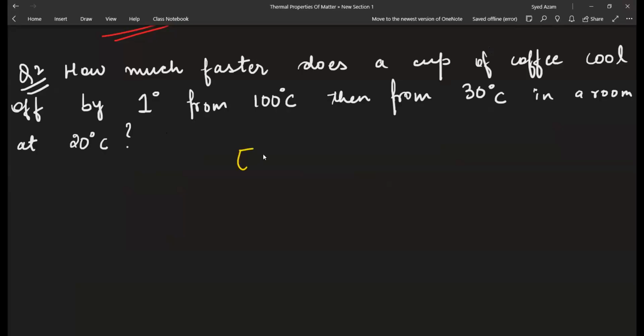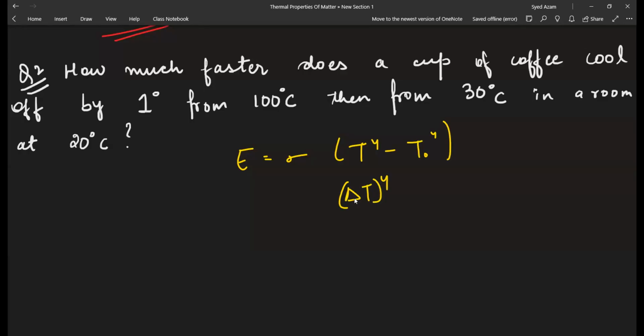So you have to apply Stefan's formula. E is equal to sigma T to the power 4 minus T naught to the power 4. Basically, the change in temperature's fourth power is what you have to consider. Now you will just take two equations. See, sigma will be cancelled. Basically, you just have to see the temperature differences between all of these.